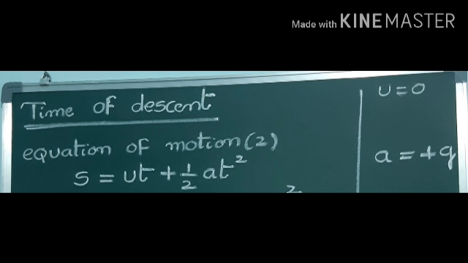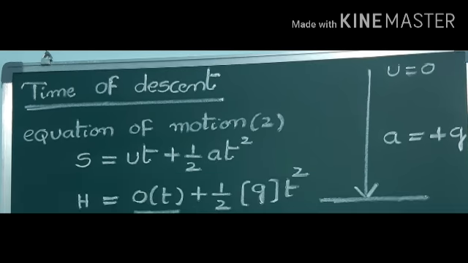For time of ascent, I have taken equation of motion number 1. For time of descent, I have taken equation of motion number 2: s equal to ut plus half at square. It belongs to vertically downwards motion. Initial velocity is 0 and a is taken as plus g. We are going to substitute u equal to 0 and a equal to plus g.